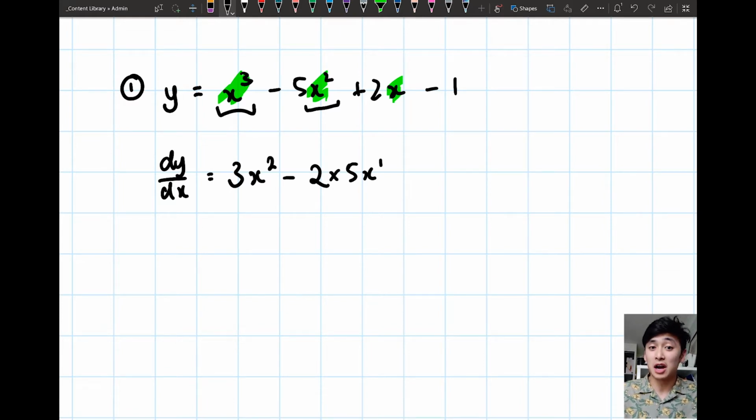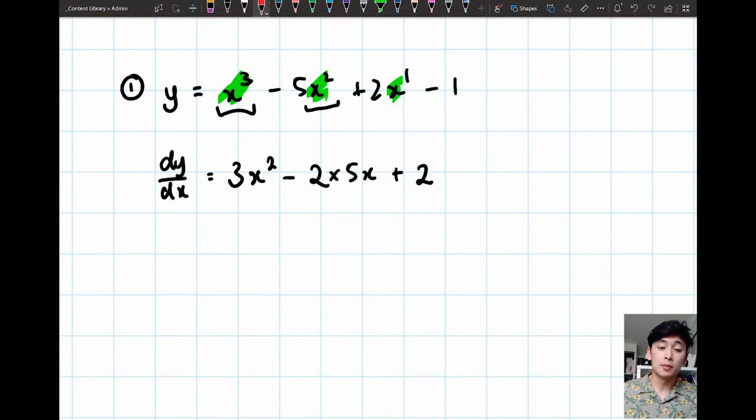Now, when I'm dealing with algebra, I don't write that 1. If you remember, I don't write x to the power 1. Plus, final term, 2x. Now 2x is 2 times x to the power 1. When I bring that power down, I bring down 1 times 2. I'm not going to bother writing that 1 times 2, I'm just going to get 2. And when I subtract 1 from that power, x to the power 1 minus 1, anything to the power 0 gives me 1. So here I'm just going to get plus 2.